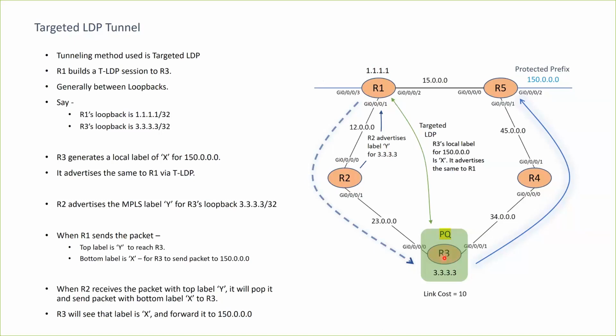Now what if R2 and R3 were not directly connected? Then say there is an R2.5 in between. Now R2 will swap label Y with whatever label R2.5 gave it to reach 3.3.3.3. This is normal LDP forwarding. So top label Y to reach R3, bottom label X for R3 to send it to R5. Any questions so far?